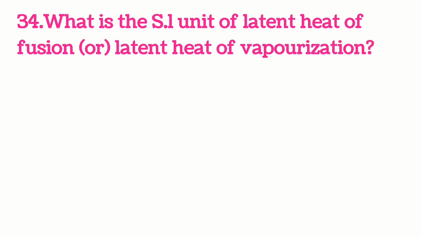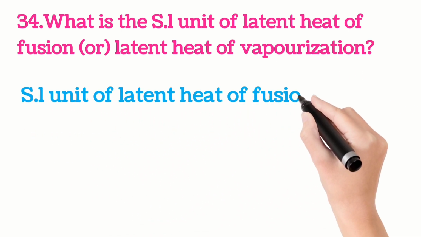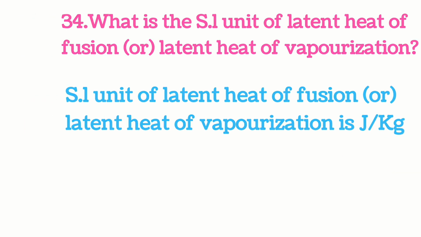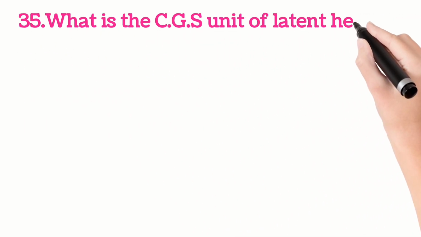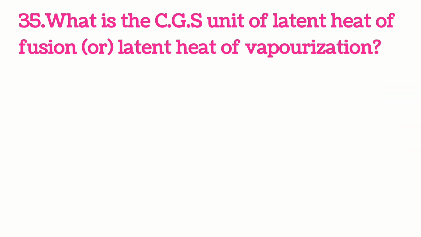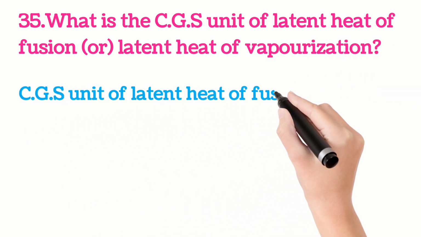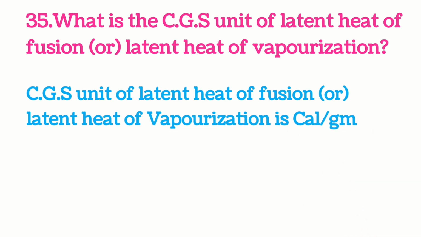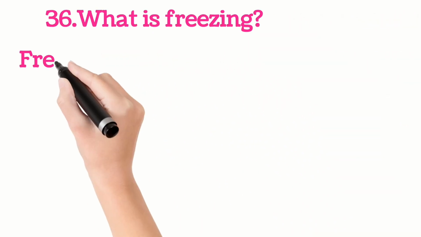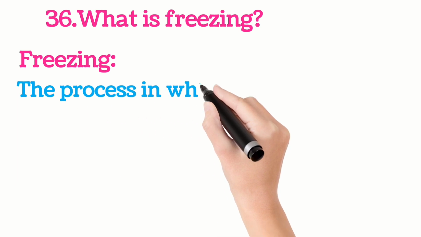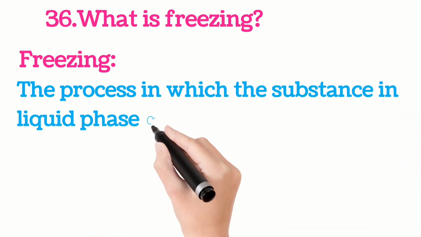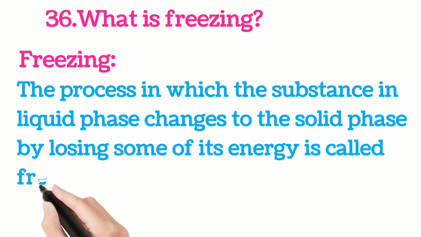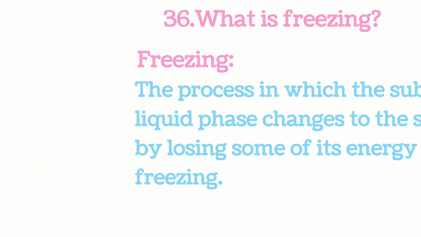What is the SI unit of latent heat of fusion or latent heat of vaporization? That is joule by kg. What is the CGS unit of latent heat of fusion or latent heat of vaporization? CGS unit is calorie by gram. What is freezing? The process in which the substance in liquid phase changes to solid phase by losing some of its energy is called freezing.